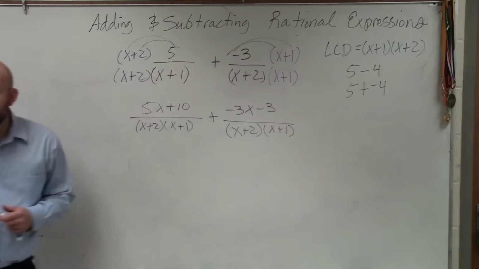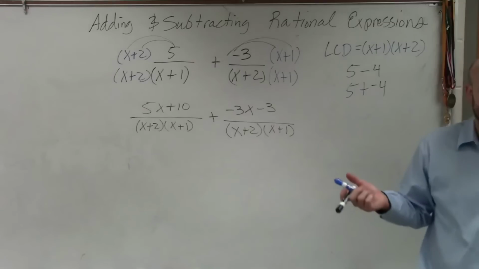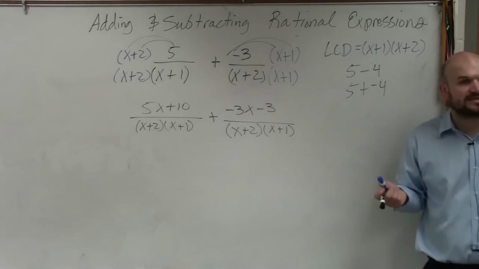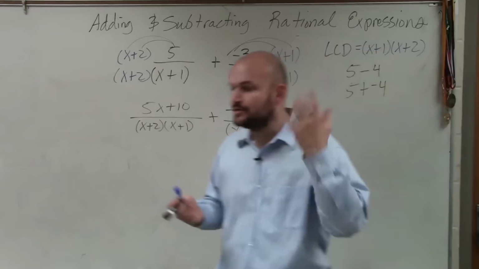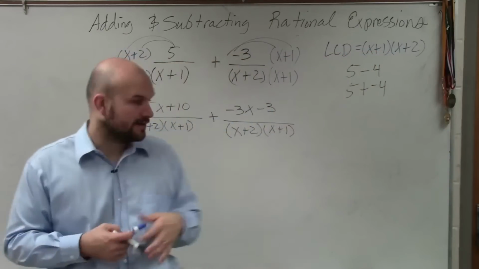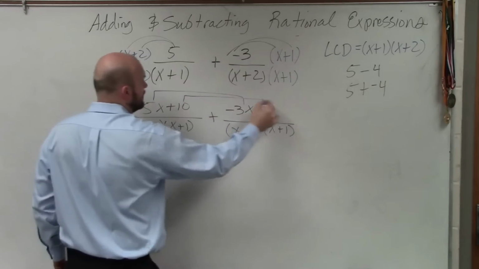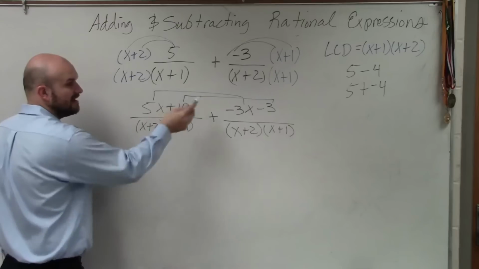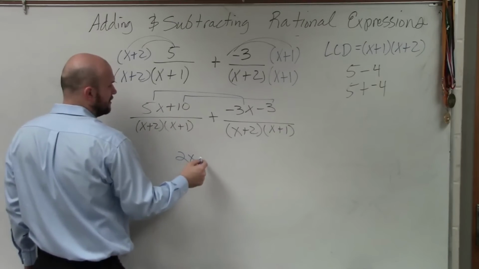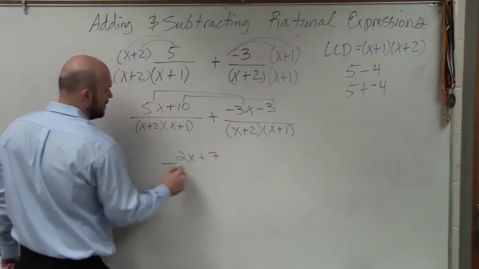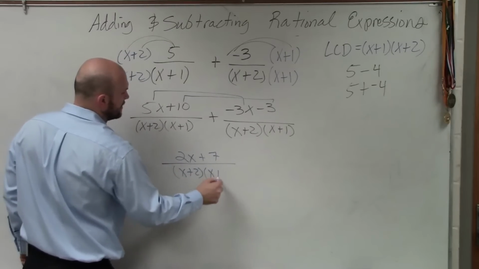What I want you to understand and see here is that now I'm adding two fractions with the same denominator. And when you add two fractions with the same denominator, you keep the denominator, but you just add the terms in the new numerator. So I'm going to say 5x minus 3x and 10 minus 3. So 5x minus 3x is 2x. 10 minus 3 is going to be plus 7. And that's all over our common denominator, x plus 2 times x plus 1.